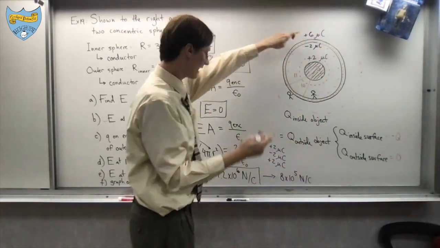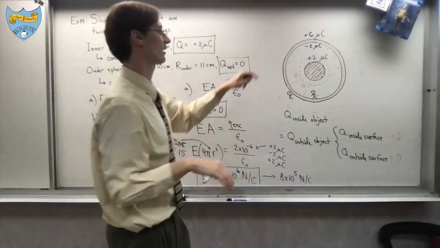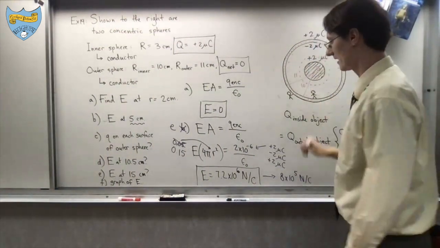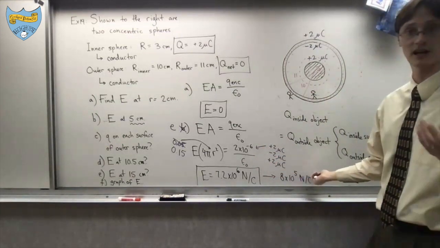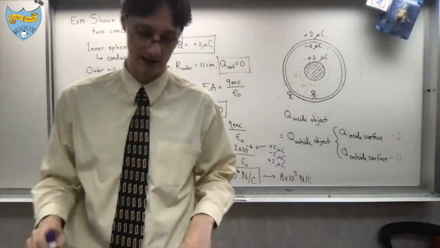All right, and then if that were the case, then we would have been plugging in 6 microcoulombs here. All right, we weren't doing that. They didn't do anything funky like that, so there we are. Plug that in, plug in a new distance, and you should have gotten 8 times 10 to the 5th newtons per coulomb if you work that all out correctly.